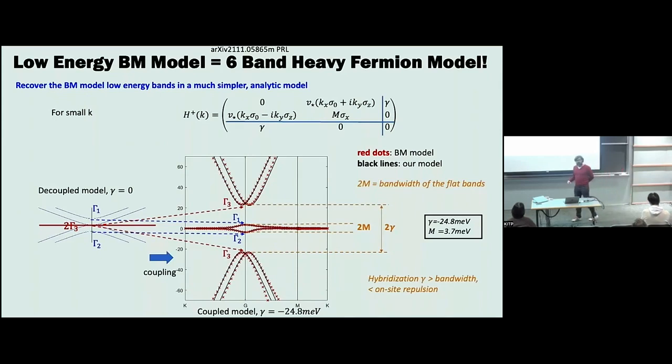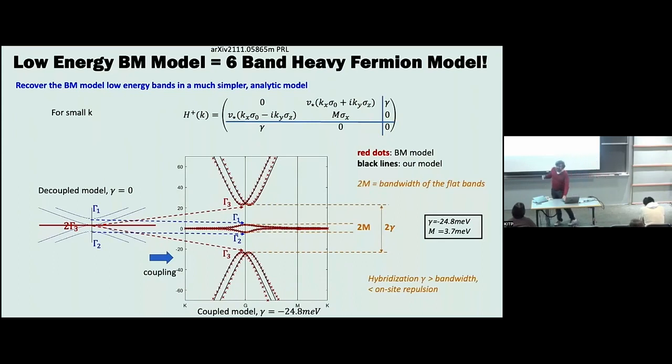And you can ask, how well does this approximate the continuum model? And this is how well it does in some energy window of plus minus the interaction. You can see that basically the red dots are the Bistritzer-MacDonald model and the black lines are this model. So you can see that it does particularly well.